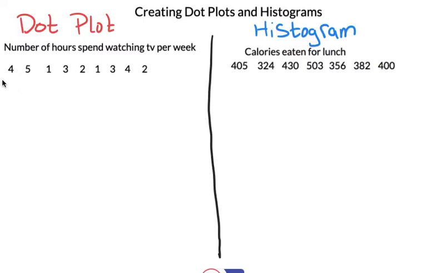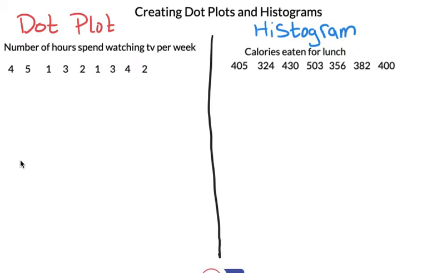Really with the dot plot, when you see your data here, let's talk about numbers of hours spent watching TV per week. So we have a certain number of people that we asked how many hours they spent watching TV. You can see here that they said, okay, 4 hours, 5 hours, 1 hour, 3 hours, 2 hours, 1 hour, 3 hours, 4 hours, and 2 hours.